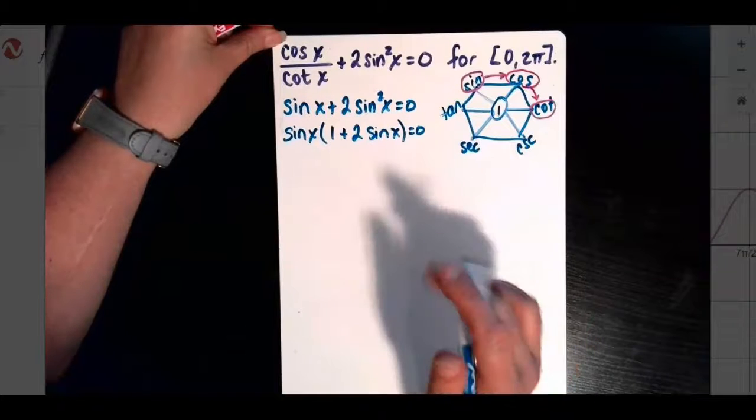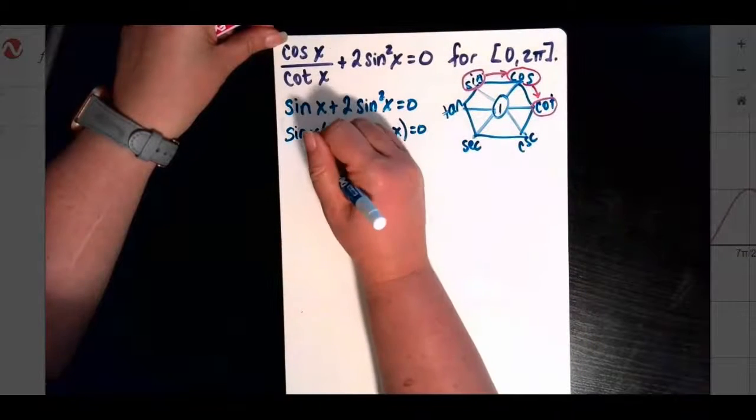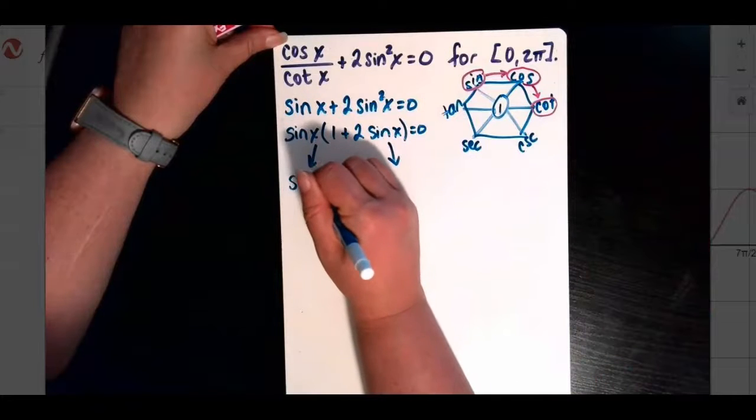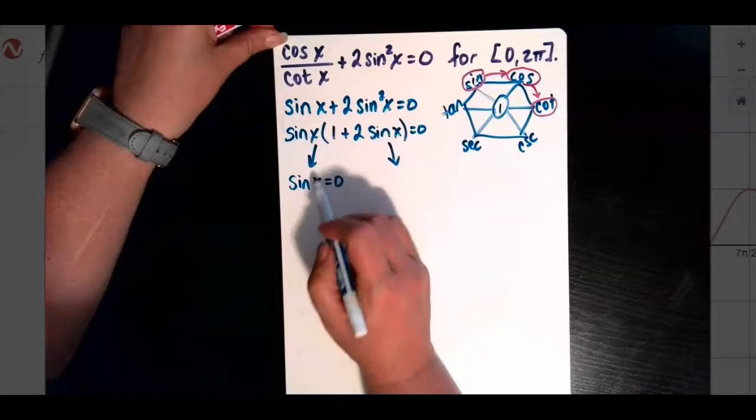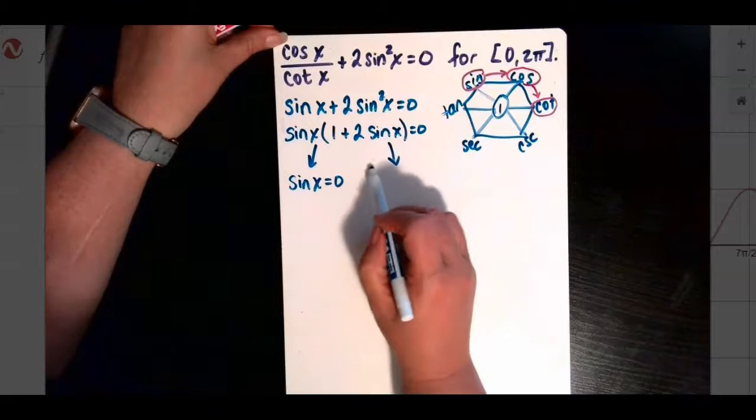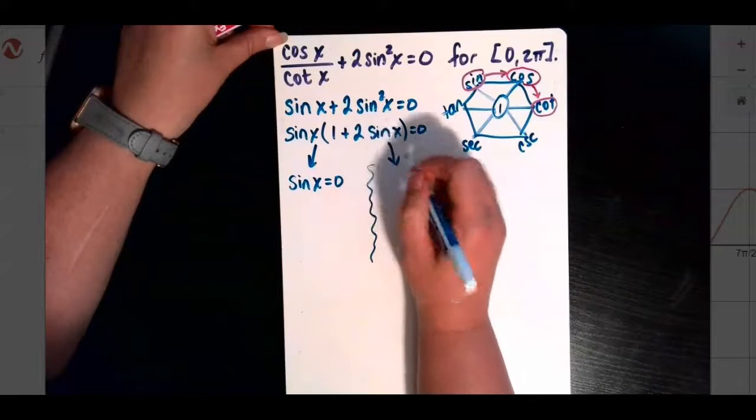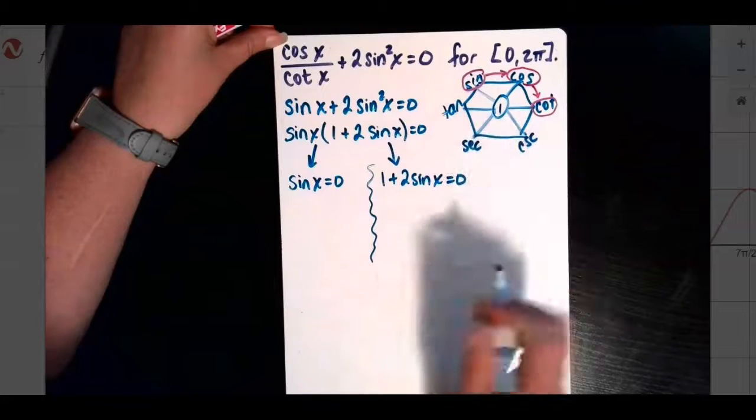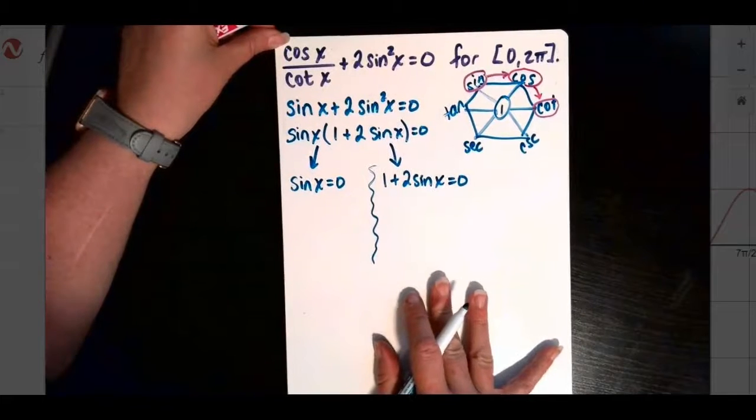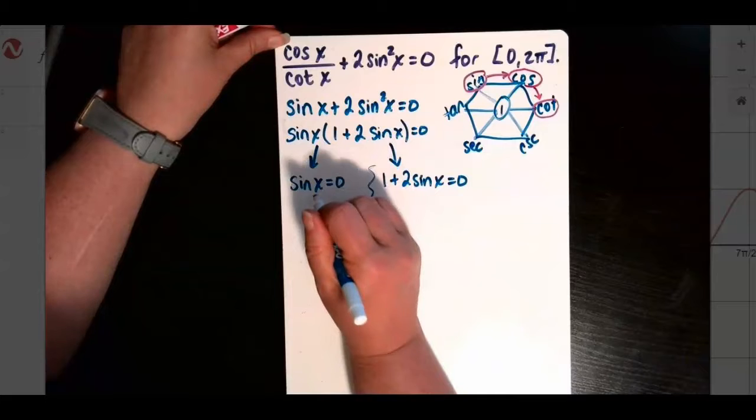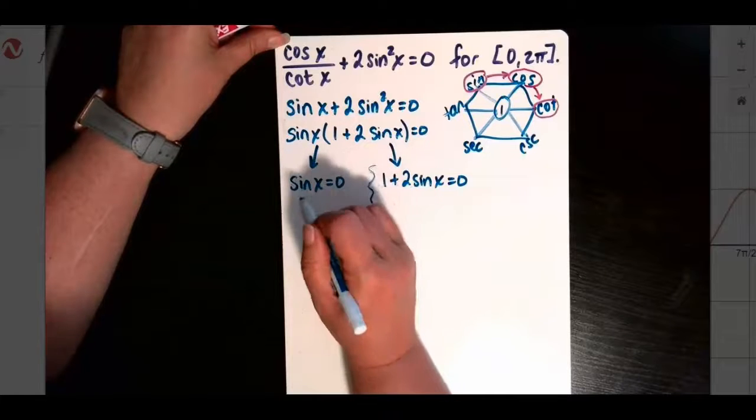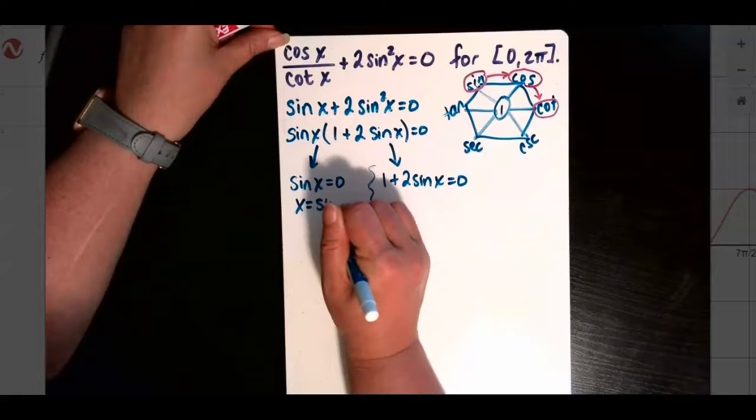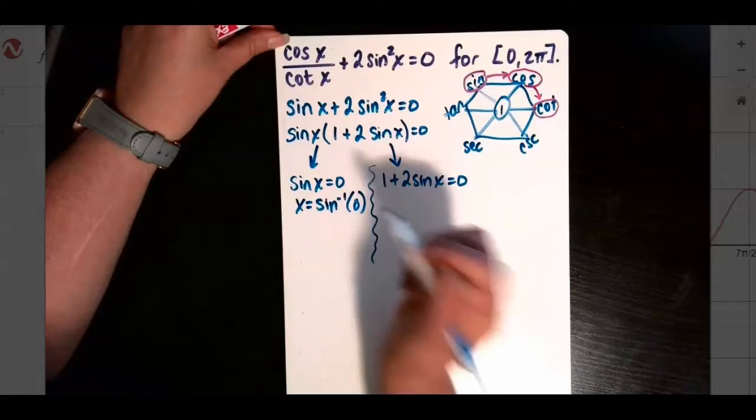And now that it's completely factored, it's equal to 0, we can use the zero product property to solve this by setting the first factor equal to 0, sine of x equals 0, and then setting the second factor, 1 plus 2 sine of x, also equal to 0, and solving those two equations separately. So here in sine of x equals 0, we take the inverse of both sides, and x is equal to the arc sine of 0.